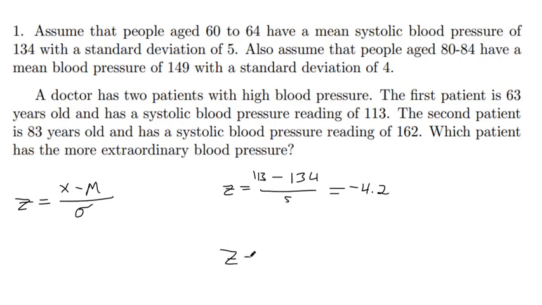And then the other person we want to convert, they're 83 years old, so they fit in this group. Their blood pressure is 162. So the population mean blood pressure for people of this age is 149, and the standard deviation is 4. So obviously, this patient has a much higher blood pressure than the other patient does.